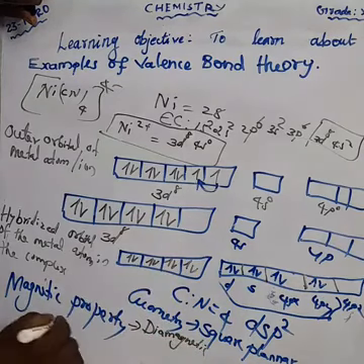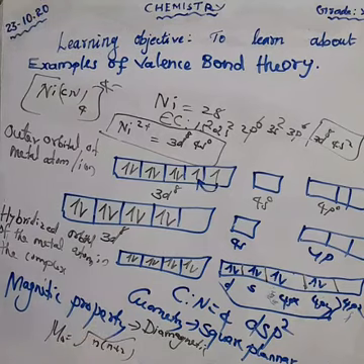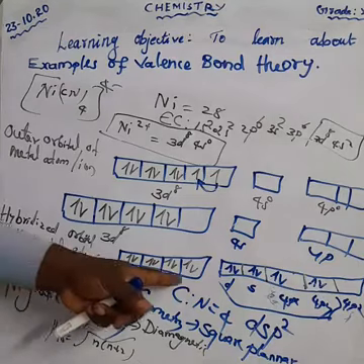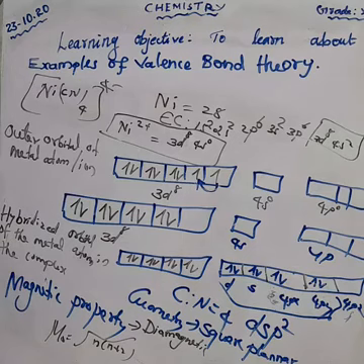Diamagnetic nature. So you should find out the mu. Mu is equal to root of n into n plus 2. Here there is no unpaired electron. All electrons are paired. So we cannot find the mu value. That mu value is equal to what? Equal to 0. This is about the second example.